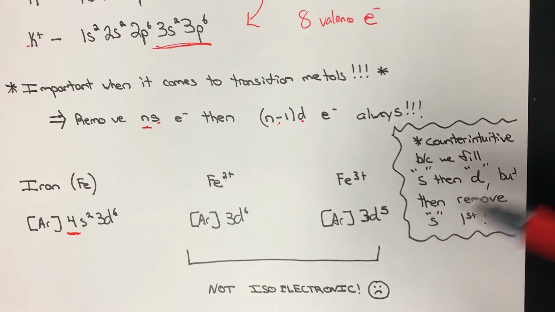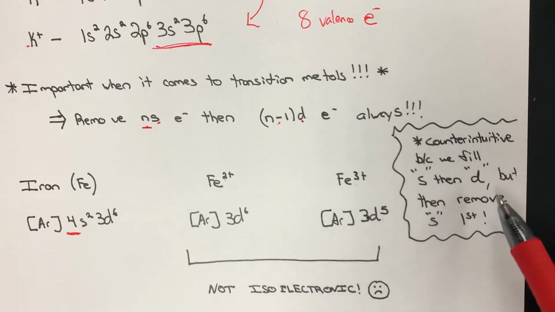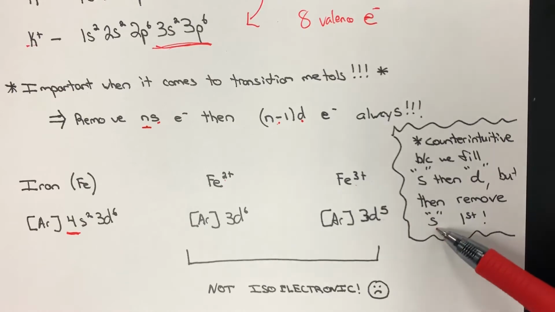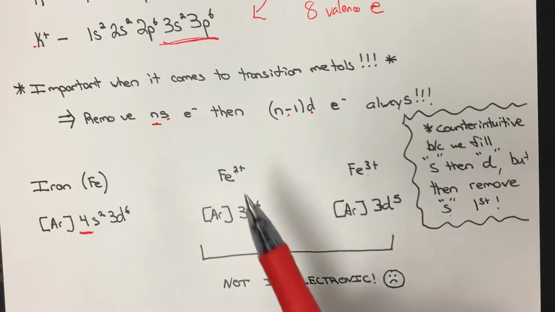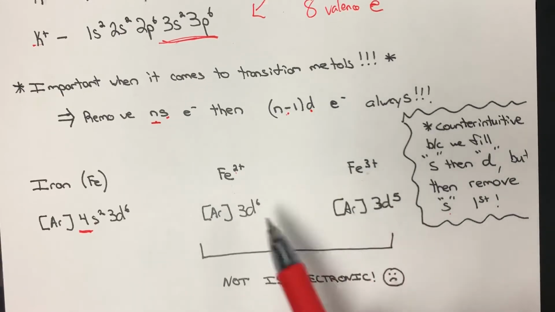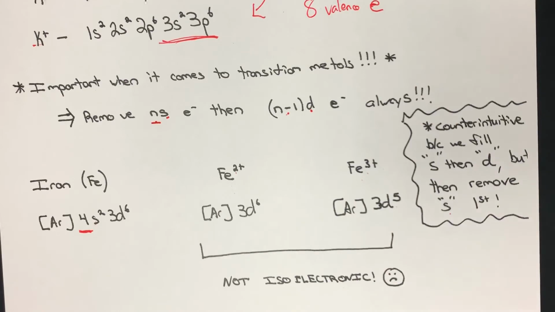The reason I'm bringing this up is because this is a little counterintuitive, right? If we were constructing an electron configuration from the ground up, per the Aufbau principle, we always fill s, then d. Right? But when it comes to removing electrons, we're actually going to remove electrons from the s orbital first. Just a side note here, keep in mind that these two are not isoelectronic. While they're both ions of iron, they do differ in their total number of electrons.